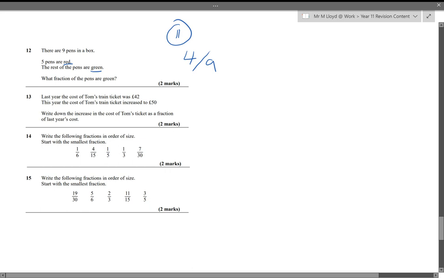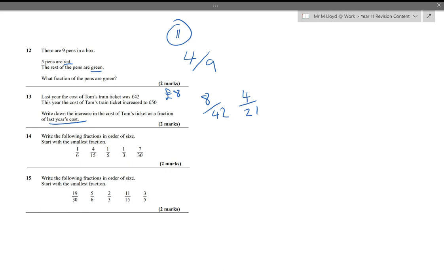Last year, the cost of Tom's train ticket was £42. This year, the cost of his train ticket has increased to £50, so that's an increase of £8. Write down the increase in the cost of Tom's ticket as a fraction of last year's cost. Well, that's an increase of £8 over 42, and we can simplify that to 4 out of 21. Even though it didn't tell us we had to, if we simplify it and get it wrong through simplification, the 8 out of 42 should stand when the examiners mark it.